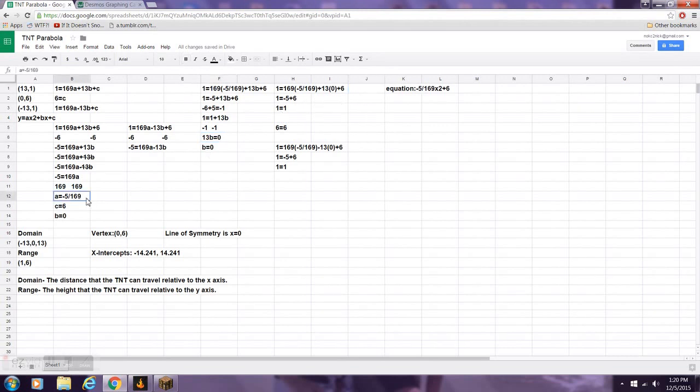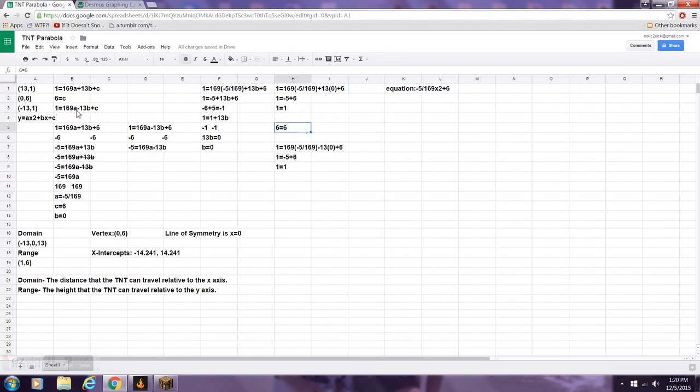Now I have all my points: a equals -5 over 169, c equals 6, and b equals 0. I plugged them into the original equations so that I could check it. 1 equals 169 times -5 over 169 plus 13 times 0 plus 6, which would make 1 equal -5 plus 6, which would make 1 equal 1.